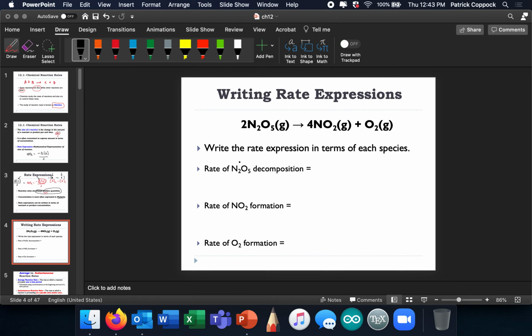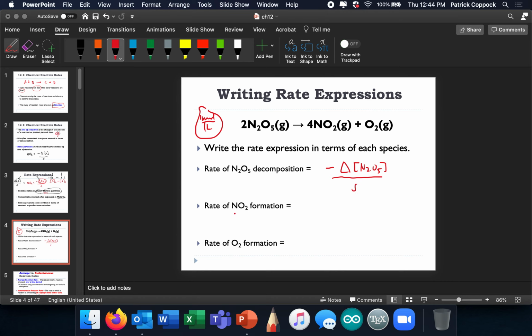Let's write the rate expression in terms of each species. The rate of N2O5 decomposition is going to be minus the change in the concentration. Oh, this is a gas. Oops. Well, we could do concentrations. Let's do it as concentration right now, because if you've got a vessel and you've got a gas in here, this could be 1 liter, and you might have 1 mole in there, right? If you've got 1 mole in there and it's a 1 liter vessel, you'd say it was 1 molar gas, right? So we could say N2O5, per second, right?